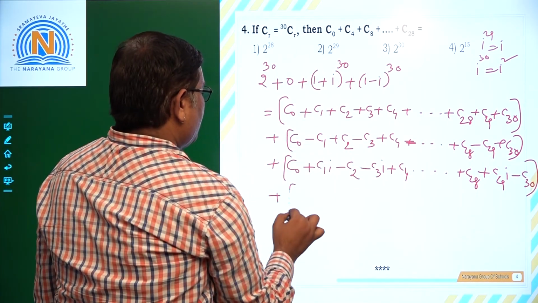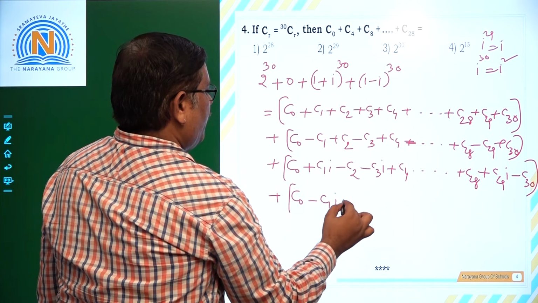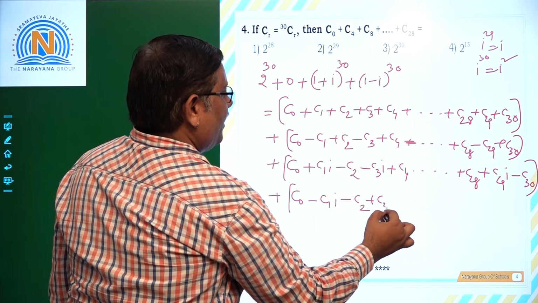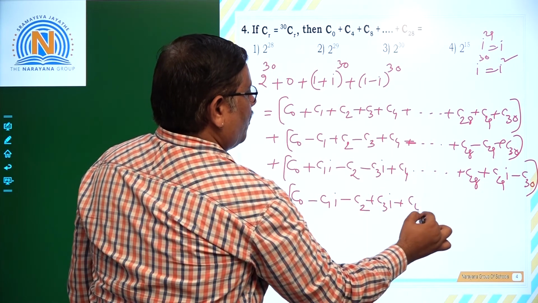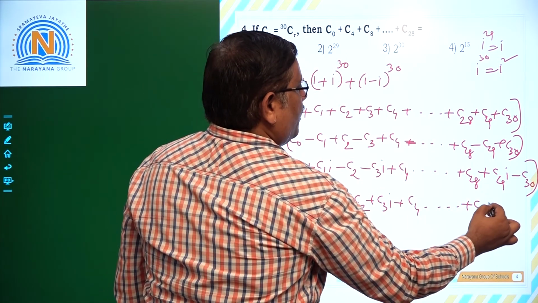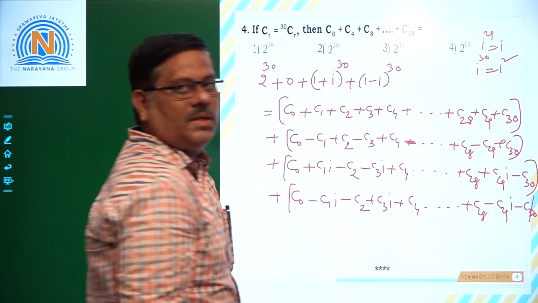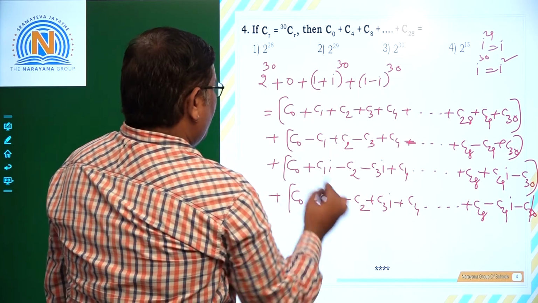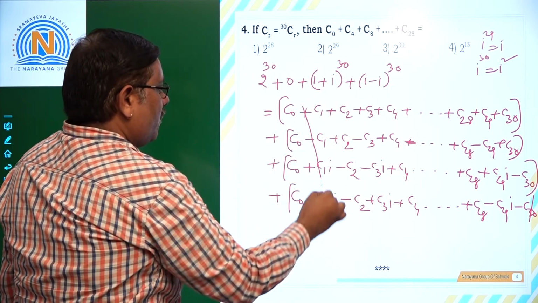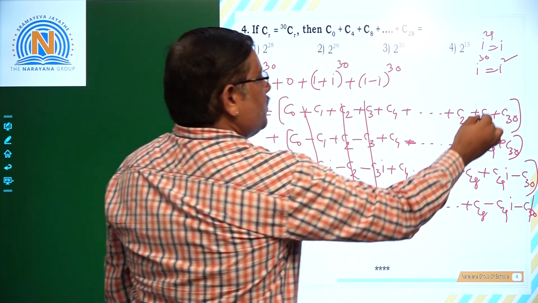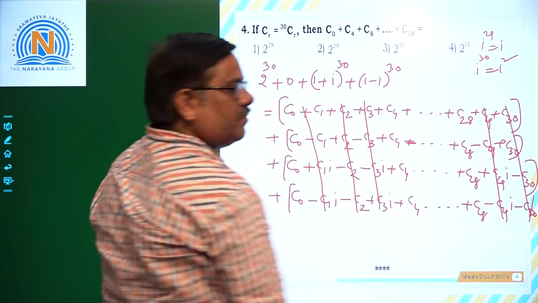The fourth term becomes C0 minus C1i, minus C2, here it is of course plus C3i, plus C4 and so on, plus C28 minus C29i minus C30. If you add all these, if you look at that, these 4 will cancel, these 4 are cancelling, similarly these are cancelling.